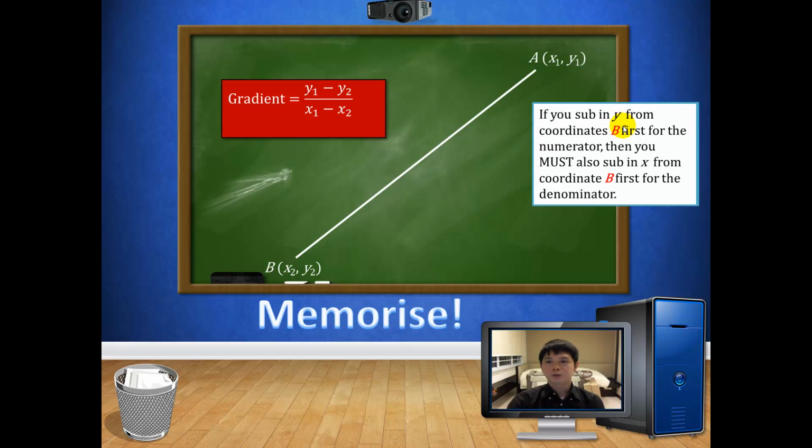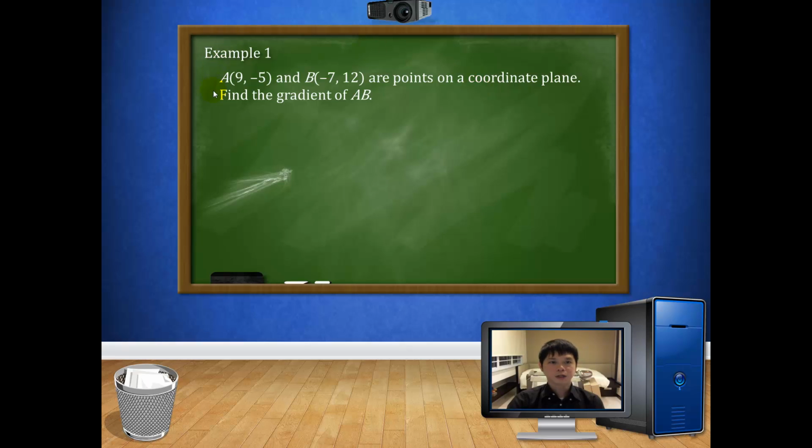Next, if you substitute y from the coordinates B first for the numerator, you must also substitute x from the coordinates B first for the denominator. And hence the formula will be y2 minus y1 over x2 minus x1. Now let's look at an example here. A and B are points on the coordinates plane. Find the gradients of AB.